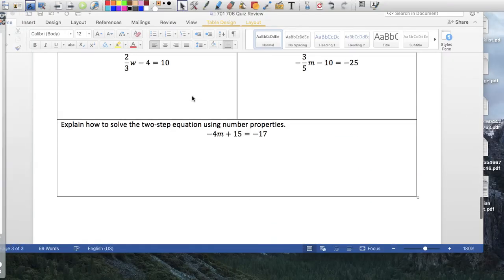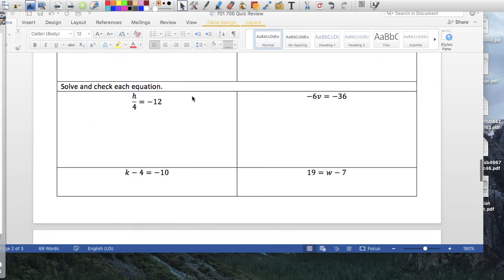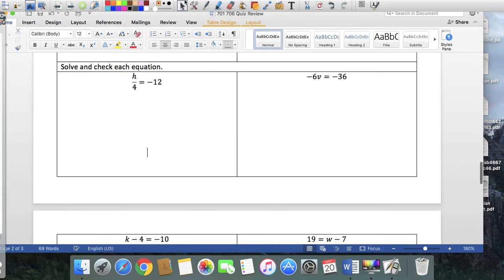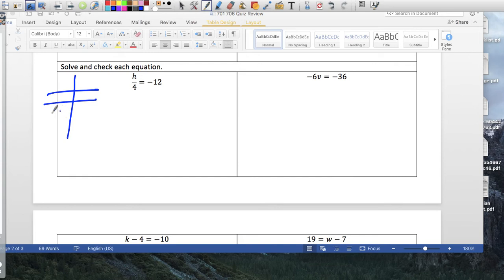Solve and check. So let's start with this solve and check. I will do the story. It's a one-step equation. So here's my variable h, which is being divided by 4, equals negative 12. Going backwards, I have to multiply both sides by 4.